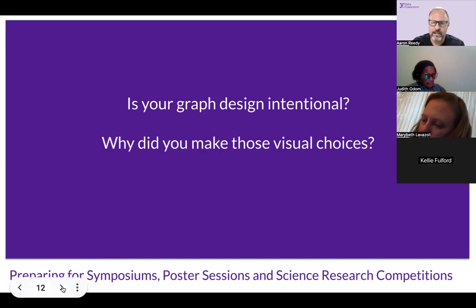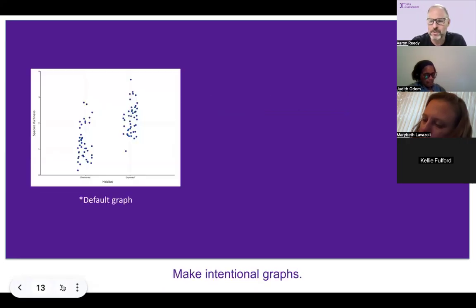I want to illustrate that, and I've got an example that I like to show to look at some intentional graph design. And I'm just waiting for that to come up. Here we go. So this is a default graph. This is actually not what the default graphs look like in DataClassroom, but this is sort of what I would consider a kind of stock default graph.